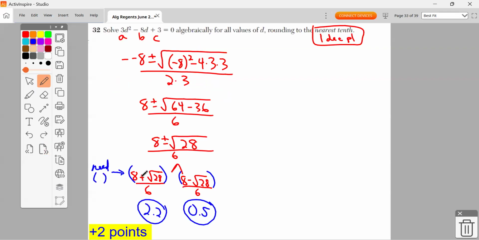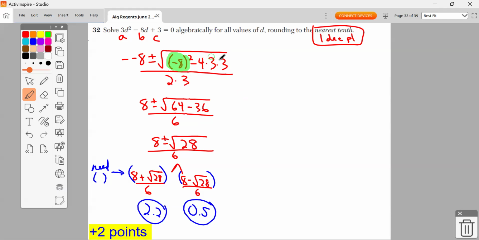In question number 32, solve this quadratic for all values of d, rounding to the nearest tenth. To the nearest tenth is 1 decimal place. Easiest way to do it is to use the quadratic formula. Your a value is 3, your b value is -8, your c value is 3. The negative b is the negative of -8, which is +8, plus or minus the square root of b squared. Be very, very careful right here. -8 squared. You have to put it inside parentheses if you're typing it into the calculator. -8 squared is -8 times -8, which is +64. If you type it into the calculator without the parentheses, you're going to get -64 there, which is wrong.